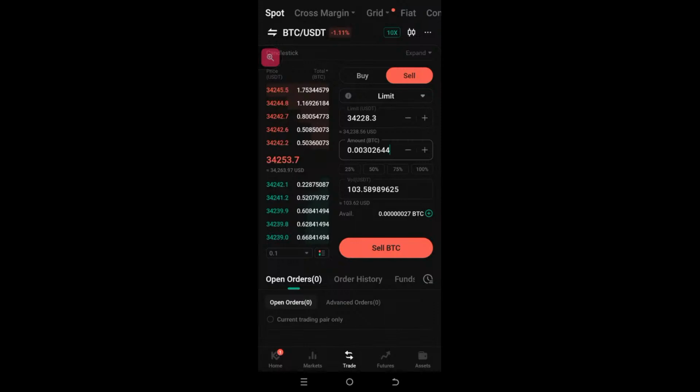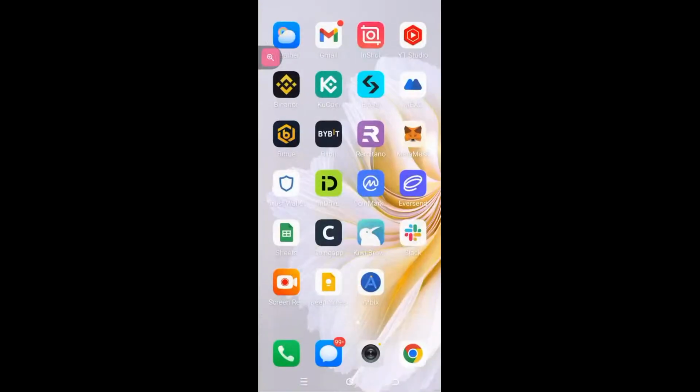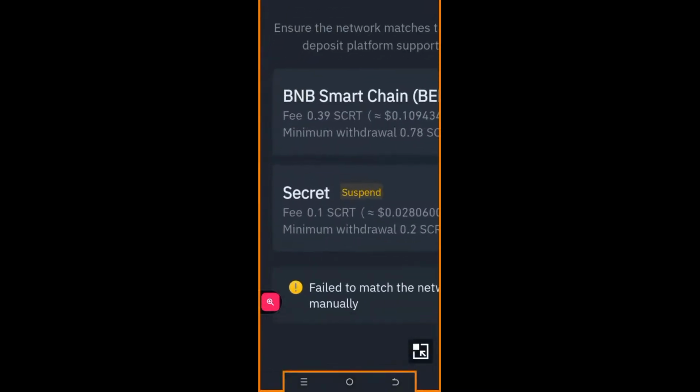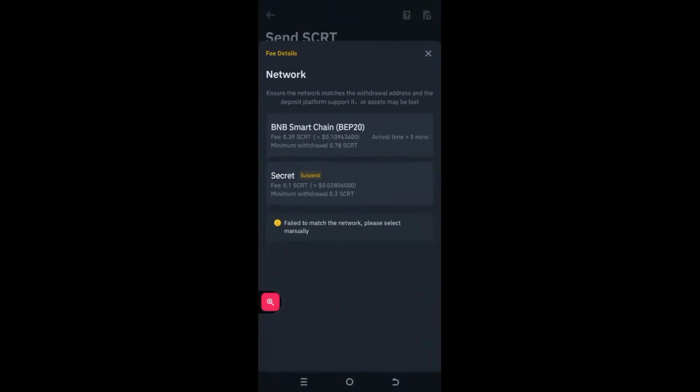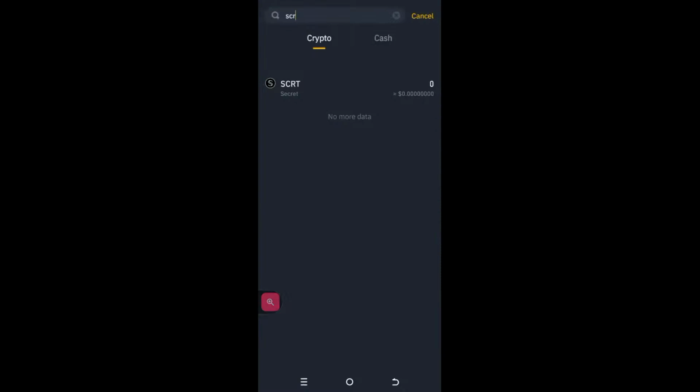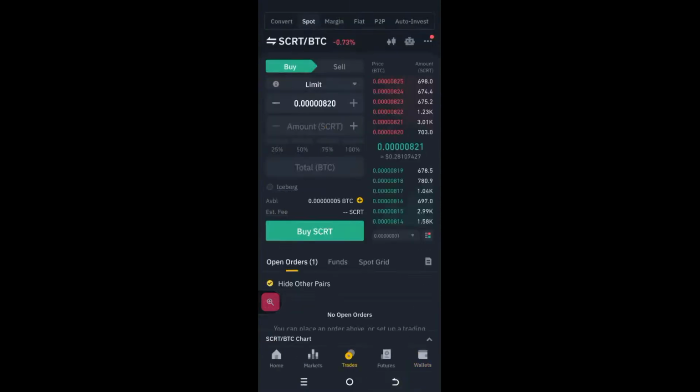Now we're here, and the only thing standing in our way is that we can't even withdraw this with Secret, because the withdrawal network of Secret has been suspended. Can you see that? It has been suspended. So these are the pros and cons. Okay, let me go back. This was supposed to be a profitable transaction.